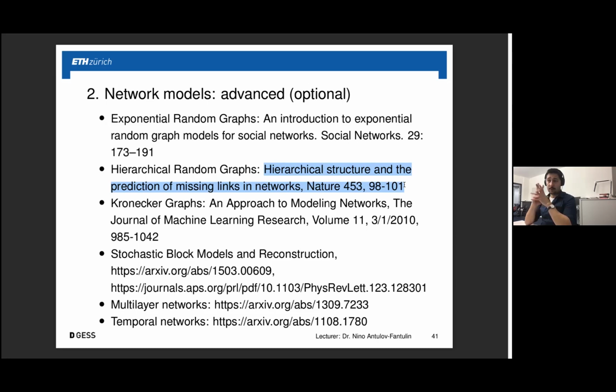One more machine learning way of modeling graphs is called Kronecker graphs. That was essentially the PhD thesis of Jure Leskovec, who is currently at Stanford, and it was published in the Journal of Machine Learning Research. There, the idea is that you start with a small matrix, 2 by 2 or 3 by 3, and then by applying an operation like Kronecker products, you enlarge this matrix so that it represents the adjacency matrix of a large graph.